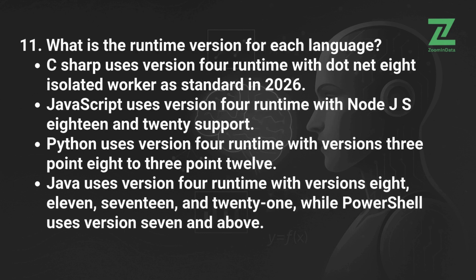11. What is the runtime version for each language? C# uses version 4 runtime with .NET 8 isolated worker as standard in 2026. JavaScript uses version 4 runtime with Node.js 18 and 20 support. Python uses version 4 runtime with versions 3.8 to 3.12. Java uses version 4 runtime with versions 8, 11, 17, and 21, while PowerShell uses version 7 and above.